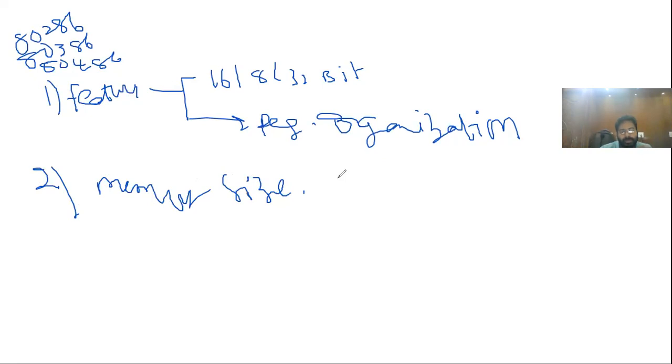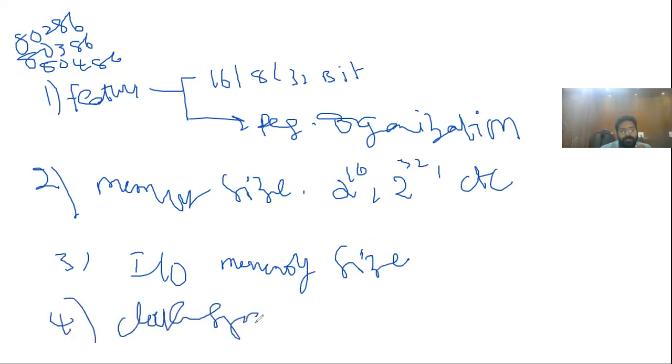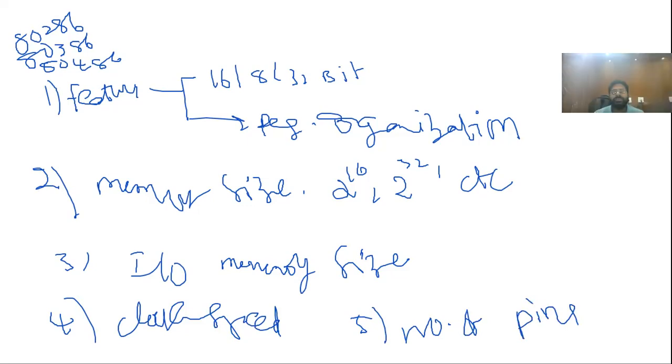The memory size may be 2 power 16 or 2 power 32 and so on. Then the input output device size. Then the fourth feature is the clock speed. Then the fifth feature is the number of pins. These are sufficient to write in your examinations for the 80286, 80386 and 80486.